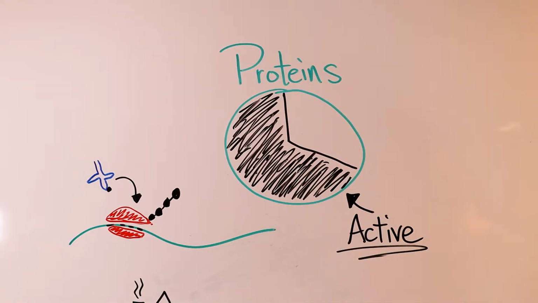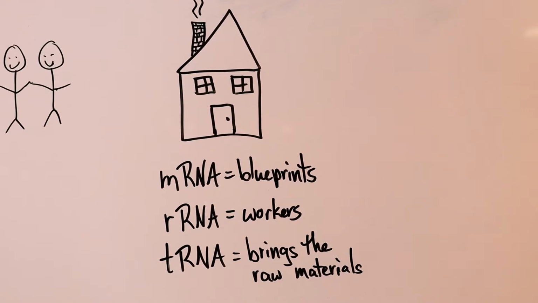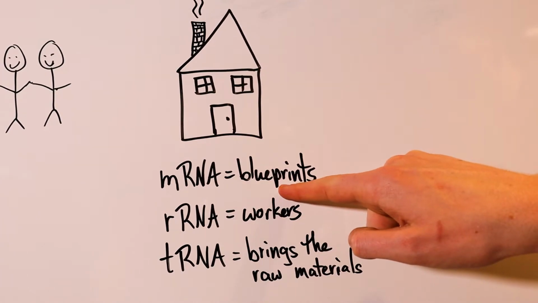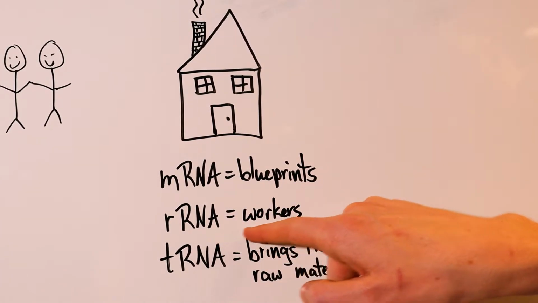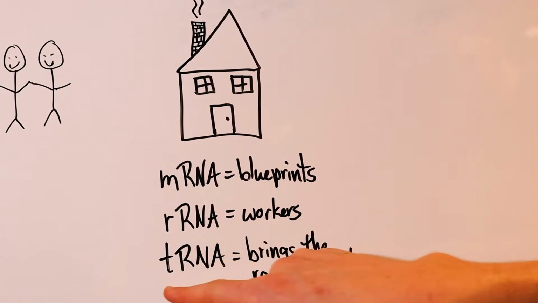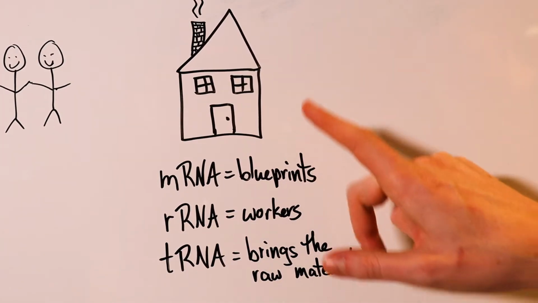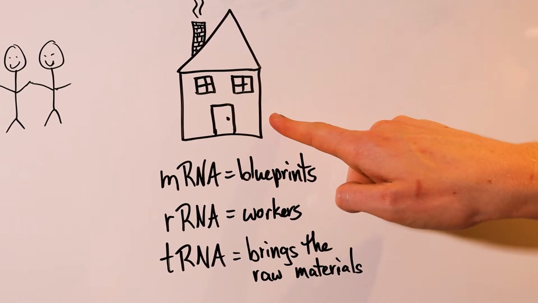And every protein has a different code. And we can think about this like we're building a house. Our mRNA are the blueprints for the house. The rRNA are the actual workers. And the tRNA are the raw materials that we need. All of them come together, and at the end, we have a final functional product.